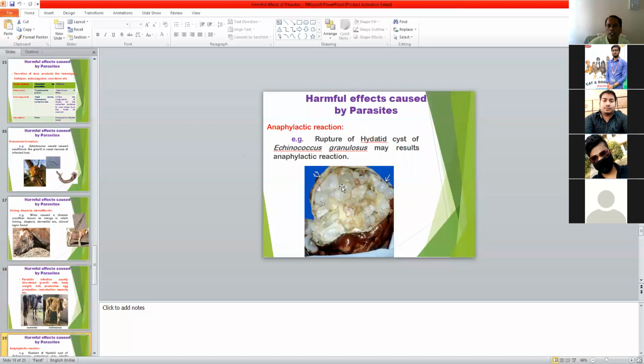Then some of the parasites cause anaphylactic reaction inside the host, because I have told previously, hydatid cyst is a metacestode larval stage of one of the cestodes, Echinococcus granulosus, and sometimes the hydatid cyst ruptures inside the host and causes anaphylactic reaction, which is a hypersensitivity type of reaction. This is a harmful type of immune reaction that occurs inside the host and results in the death of the infected host.